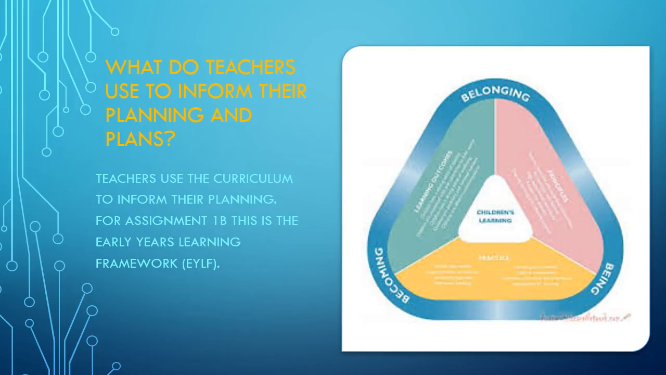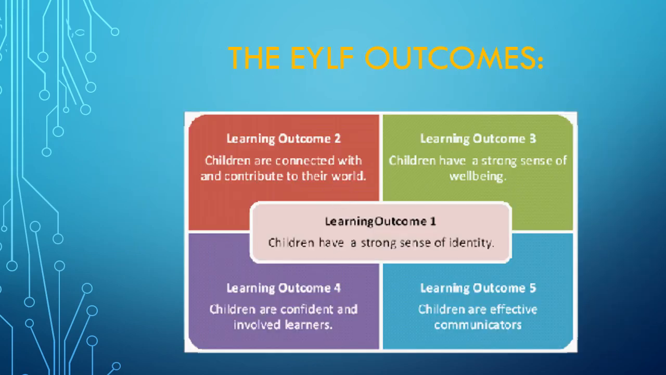So I think I've mentioned this a little bit before. What do we use to inform our lesson plans? We use our curriculum. And for this assignment, for assignment 1B, this is going to be your Early Years Learning Framework, or the EYLF. And there you'll have it there, and you'll become quite familiar with that document as we move forward in our course. And as we move forward again to our last assignment, you'll also be looking at the Australian curriculum. But for this first assignment, we are going to concentrate on the outcomes that we see in the Early Years Learning Framework. And here they are here.